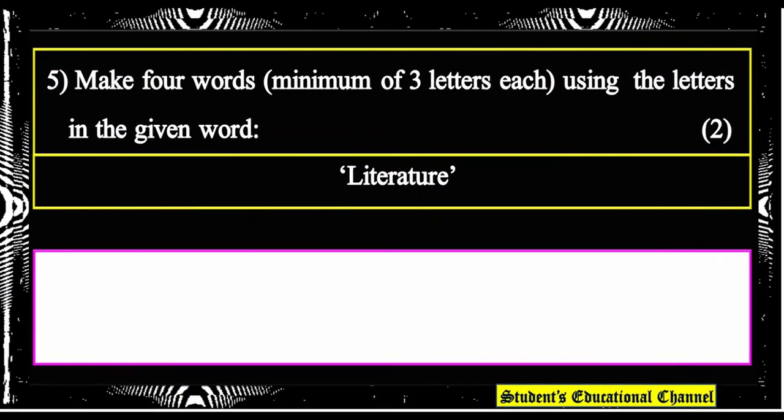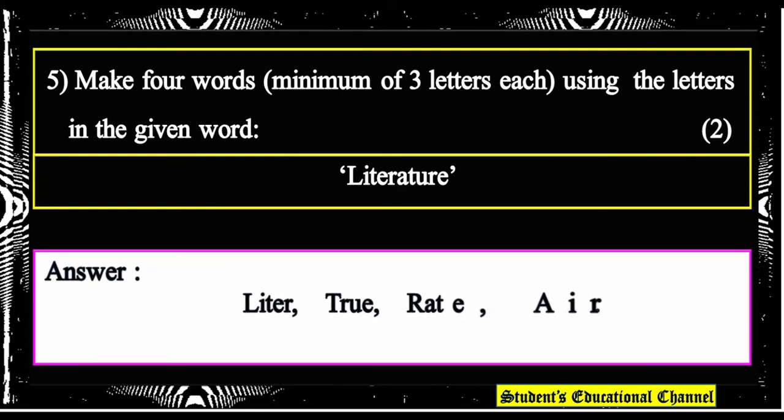Fifth, make 4 words of minimum 3 letters each using the letters in the given word, 2 marks. Literature. Answer: liter, true, rate, air.